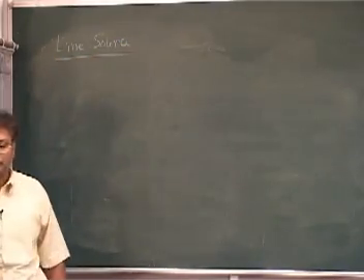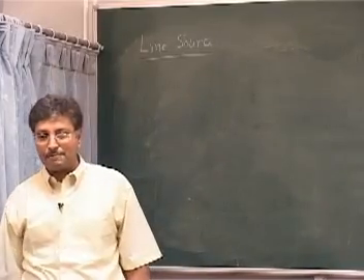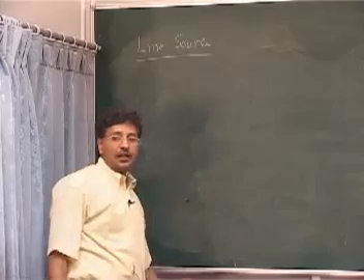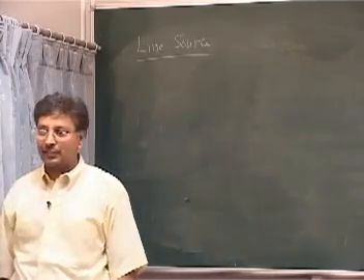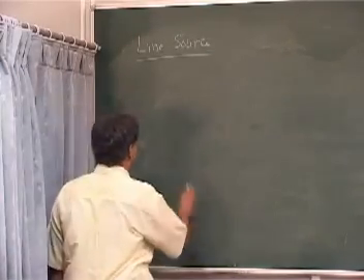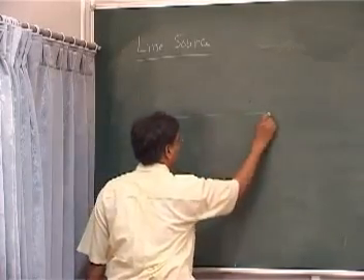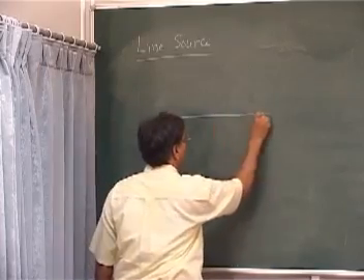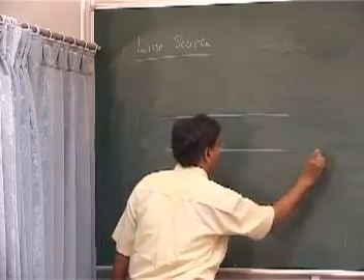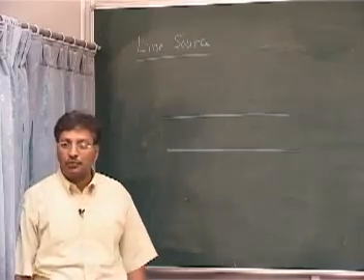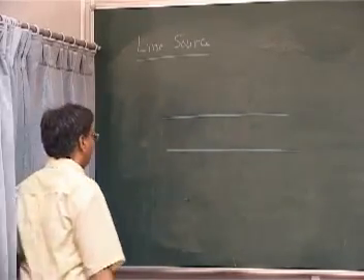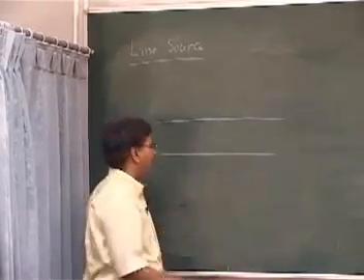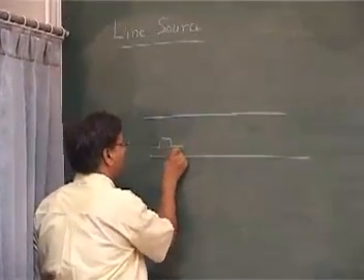Line source. Many times we encounter a situation when vehicles are going on a highway and things like that. This is your highway, or GT road, or whatever you like to call it, and it is kind of infinitely long, and you have the vehicles on there.